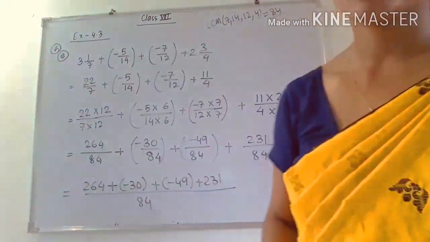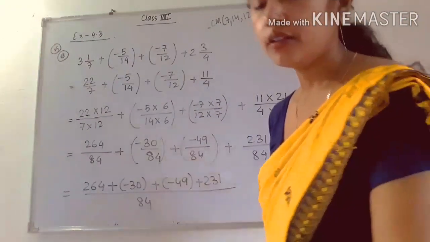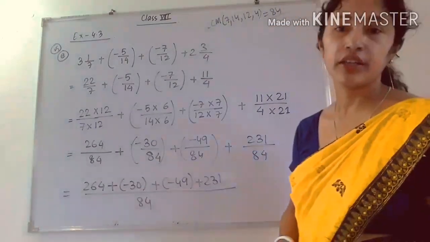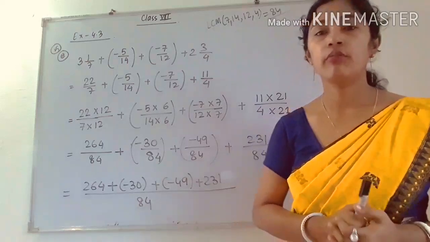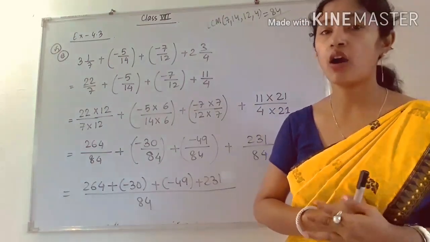So the next question, number 5, is simplify. Here I have taken question number E, and I am doing question number E. The rest of the questions please do by yourself, but first you have to understand how to do E.